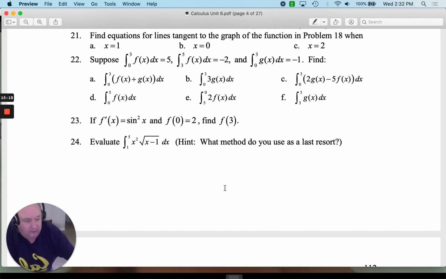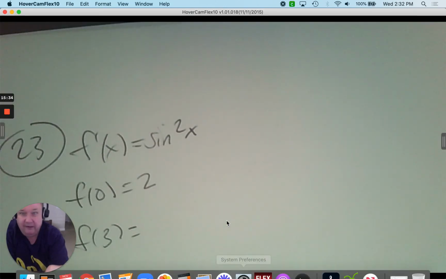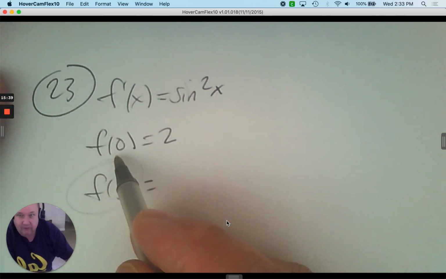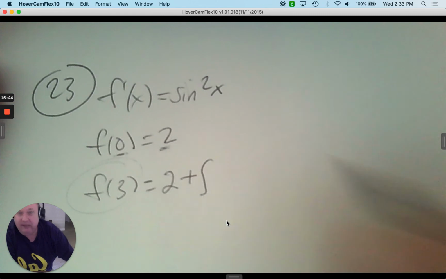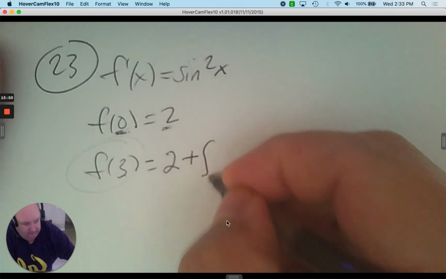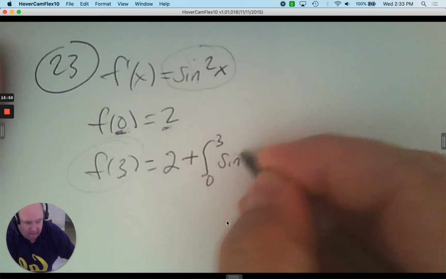In 23, you're given the derivative is sine squared x, and you're told that f at 0 equals 2, and to find f at 3. This is a calculator question. Even though it doesn't tell you, I'm telling you it's a calculator question. This is a starting value question. So at 0, what's the starting value? 2. And then we add and we set up an integration. The integration goes from 0 to 3. And I'm integrating the derivative to know how much it increased or decreased from there.